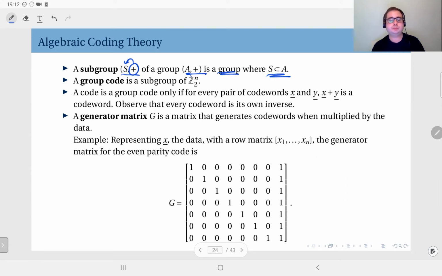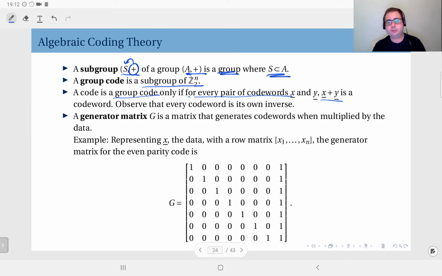Now, a group code, by definition, is a subgroup of the set of binary strings of length n, with the addition operation being XOR and the multiplication operation being AND. A code is a group code only if for every pair of code words X and Y, X plus Y is a code word. So this is simply the closure property. As long as the addition operation is closed under your set of code words, it's a group code, because then the underlying structure will be a group.